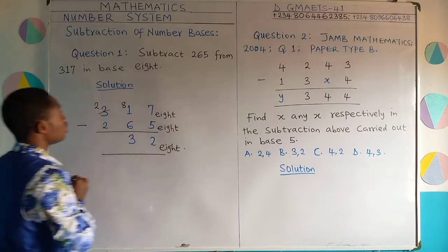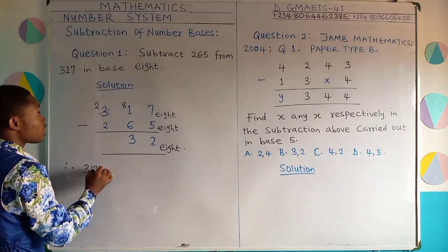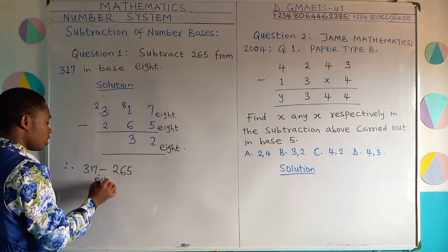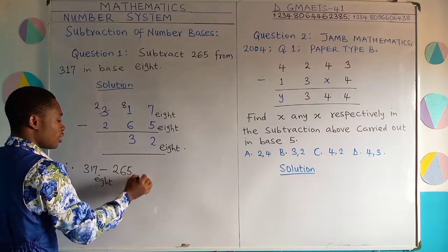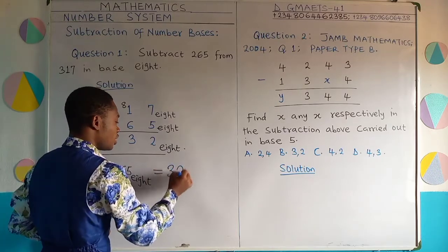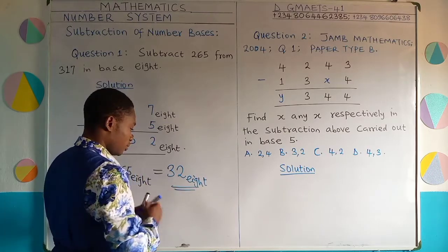Okay, let me make a conclusion here. Therefore, 317 minus 265, base 8. The result will give us 32 base 8. That's the answer.